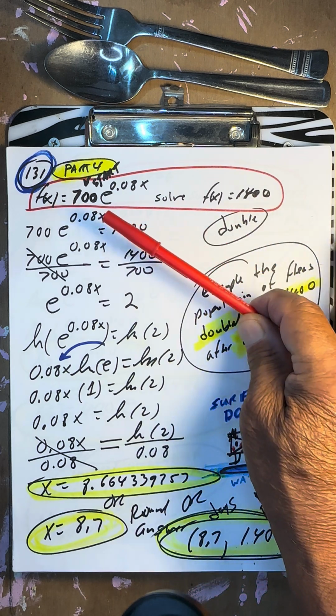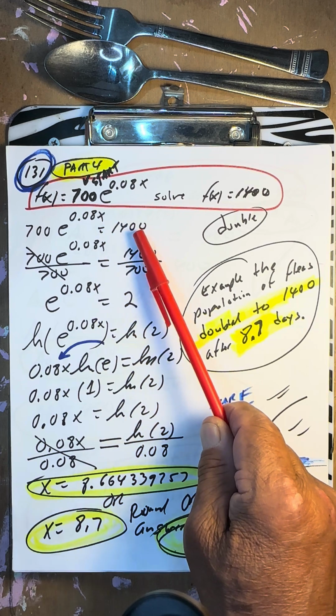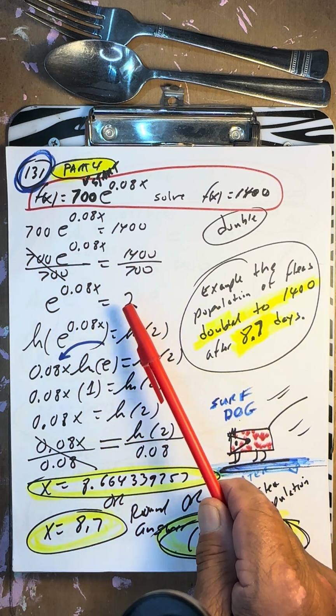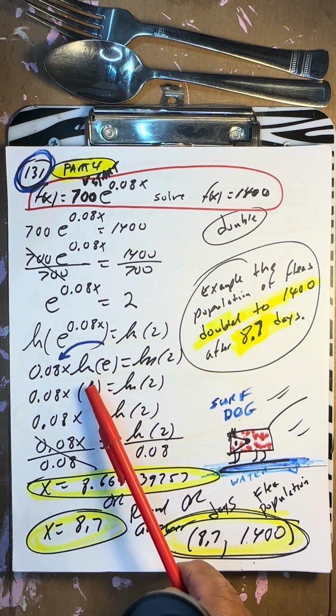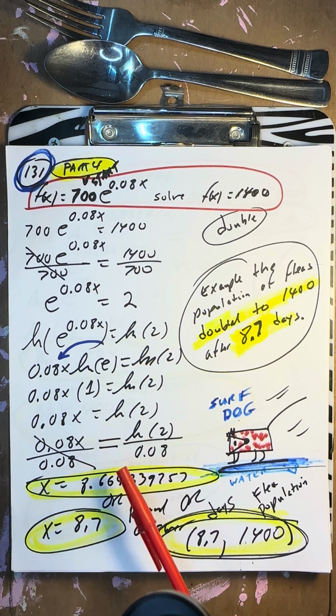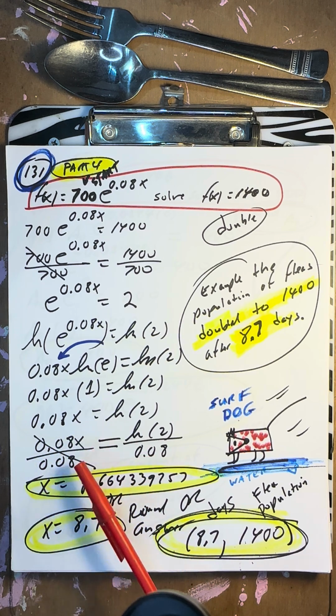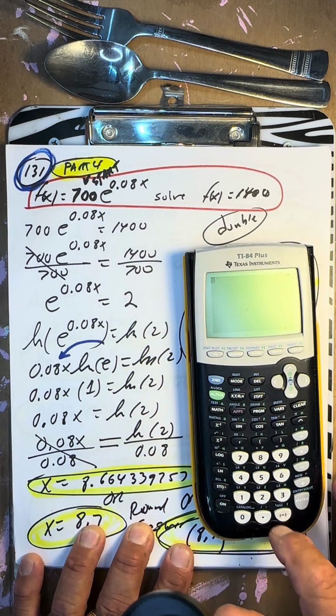This one, what is it? 1400. When does 700 double to 1400? Set that equal to 1400. Divide by 700, which is 2. Take ln. The power goes in front. Again, ln of e is a 1. 1 times that is this number. Now divide by 0.08 on both sides. These are gone. So x equals this. Can we do that on the calculator? Sure, always.